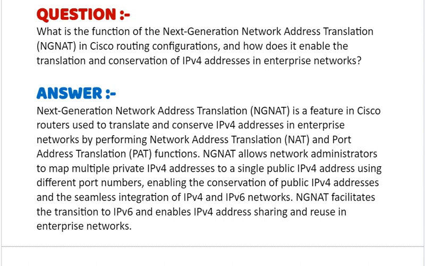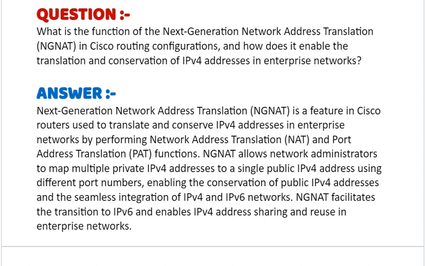Your answer should be: Next Generation Network Address Translation (NGNAT) is a feature in Cisco routers used to translate and conserve IPv4 addresses in enterprise networks by performing network address translation (NAT) and port address translation (PAT) functions.